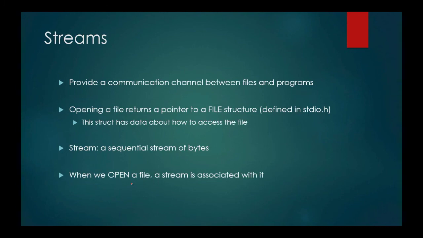So what does a stream do? Keep in mind, it provides a communication channel between files and programs. What do we do then when we open a file? Well, it returns a pointer to a file structure. Keyword here being a pointer, and then we'll have a new file structure type that we'll look at, and that tells the system how to access the file. We're not really going to get into the nitty-gritty of that file structure, but we are going to have a file pointer, and we'll use that file pointer to open files and then read the contents from it. So just again, keep in mind, when we open a file, we get a stream associated with it, and that's just a sequential stream of bytes.